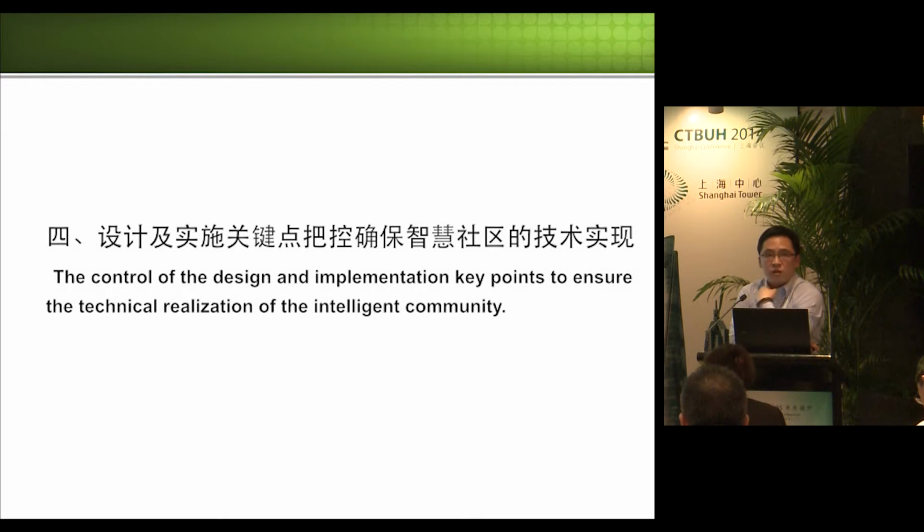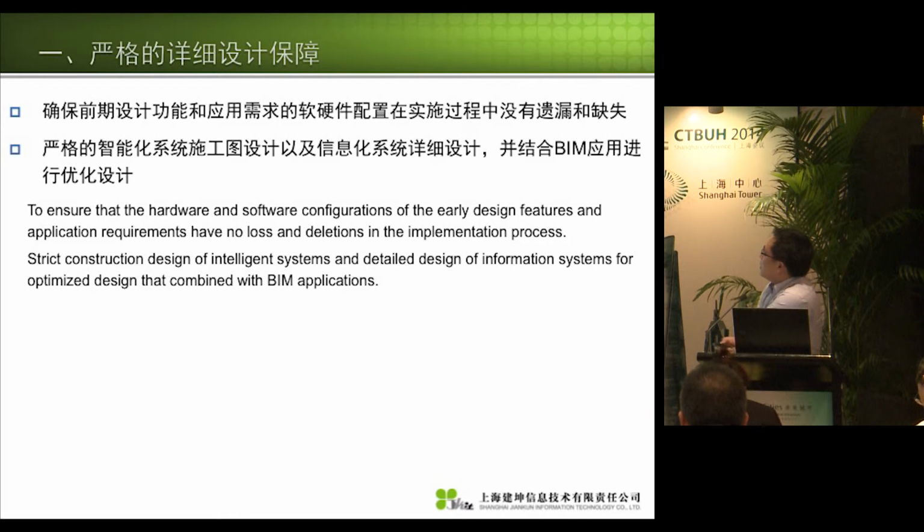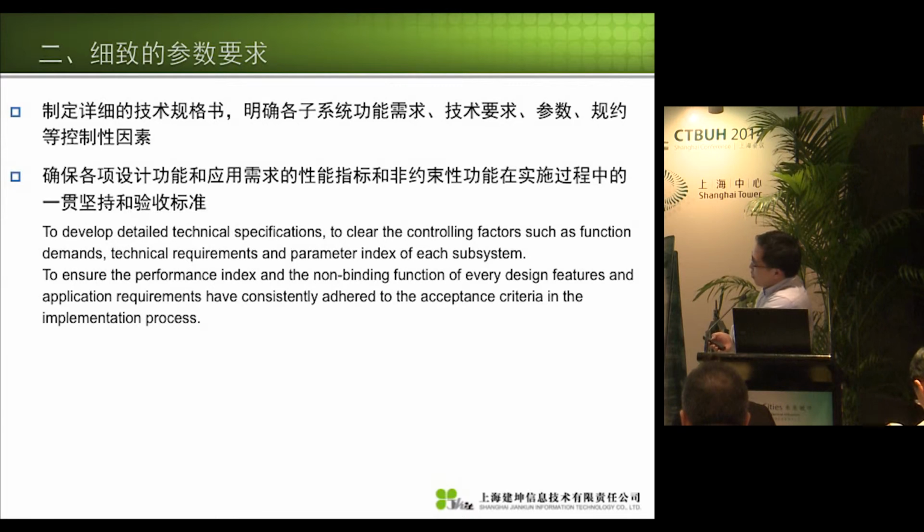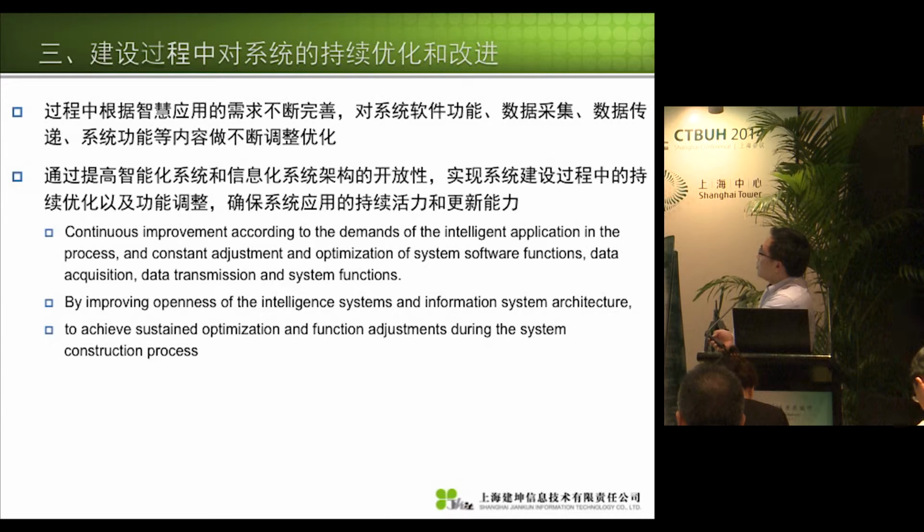And then the control and implementation. First of all, we have made a very strict design in order to make sure that everything is in good order. And we have also mapped out very specific parameters. We have also made dynamic and continuous optimization and improvement.